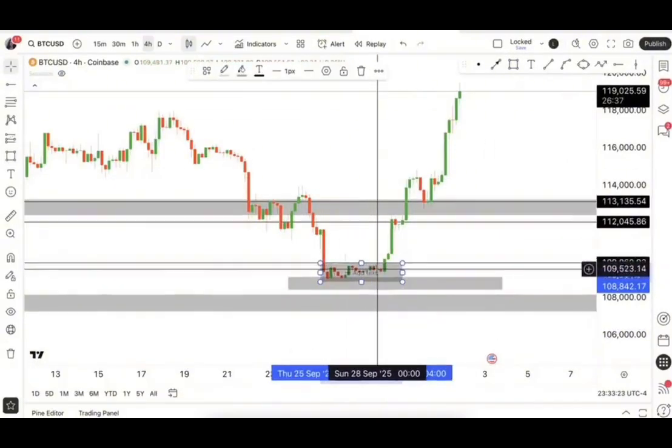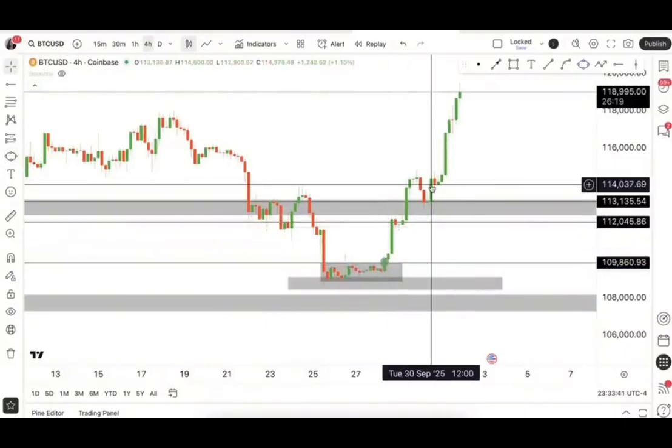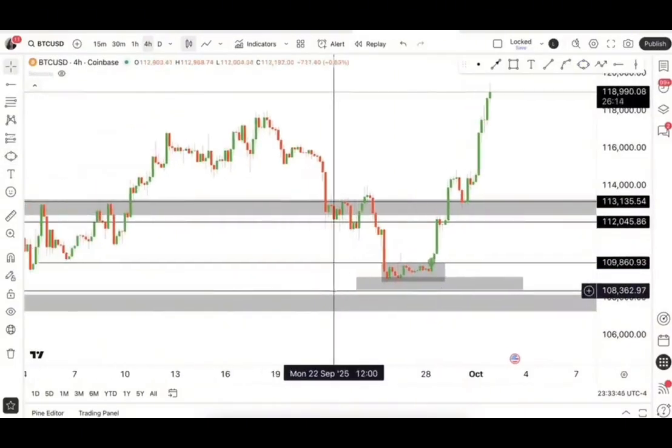Once price is done fighting for hours, so this is a few days, 2 going on 3, almost 4 days, price is fighting for 3 to 4 days sitting here. And then price breaks out. This is a sign of price being bullish. But we cannot fully buy off of this. We cannot fully tell if price is going to be bullish for the long run. How can we tell if price is going to be bullish for the long run?